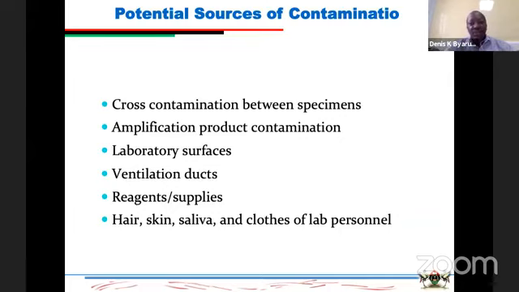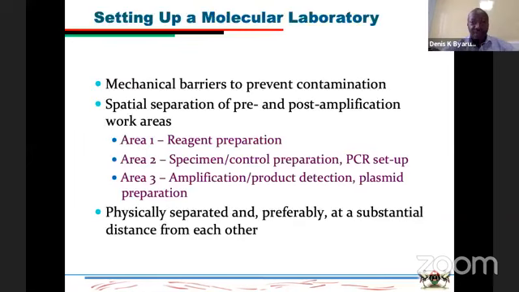This could happen at the point of sample reception or during processing of samples in the safety hood if you're managing different samples and you're not taking care to ensure that you avoid contamination. They could also arise from amplification product contamination at the time when you are doing the amplification, or they could arise from laboratory surfaces or ventilation ducts, or sometimes from supplies or reagents if for any reason these were contaminated during the process of their mixing. They can also arise from the personnel, or any other processes or materials that could be there. You need to ensure that you can minimize these contaminations when setting up a molecular laboratory.